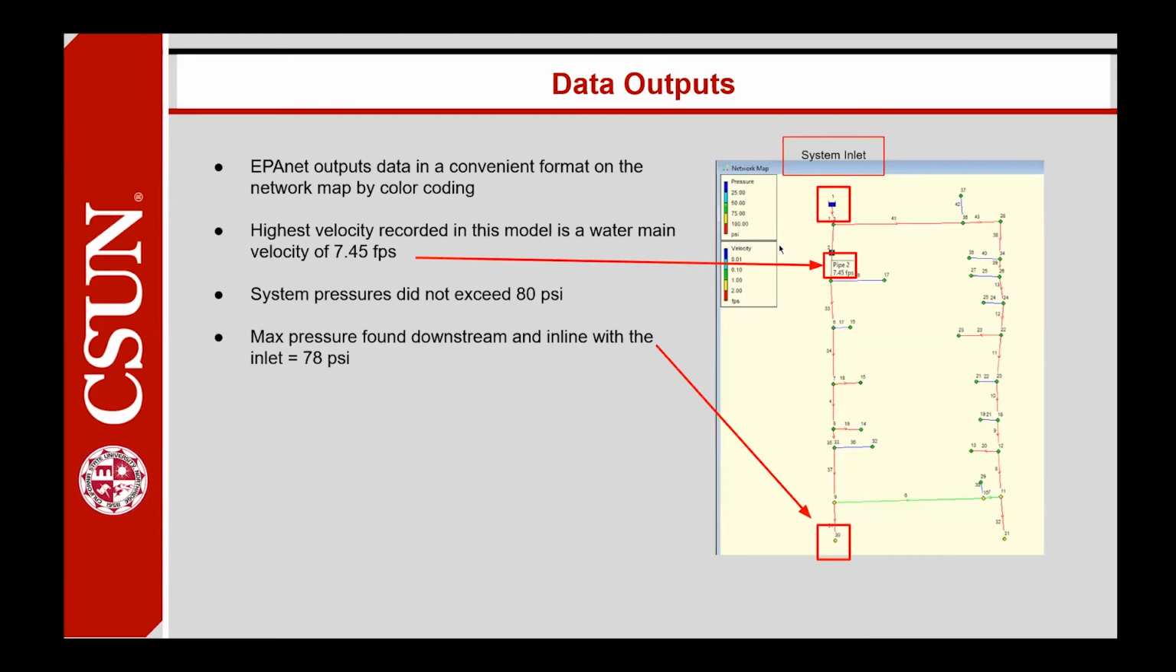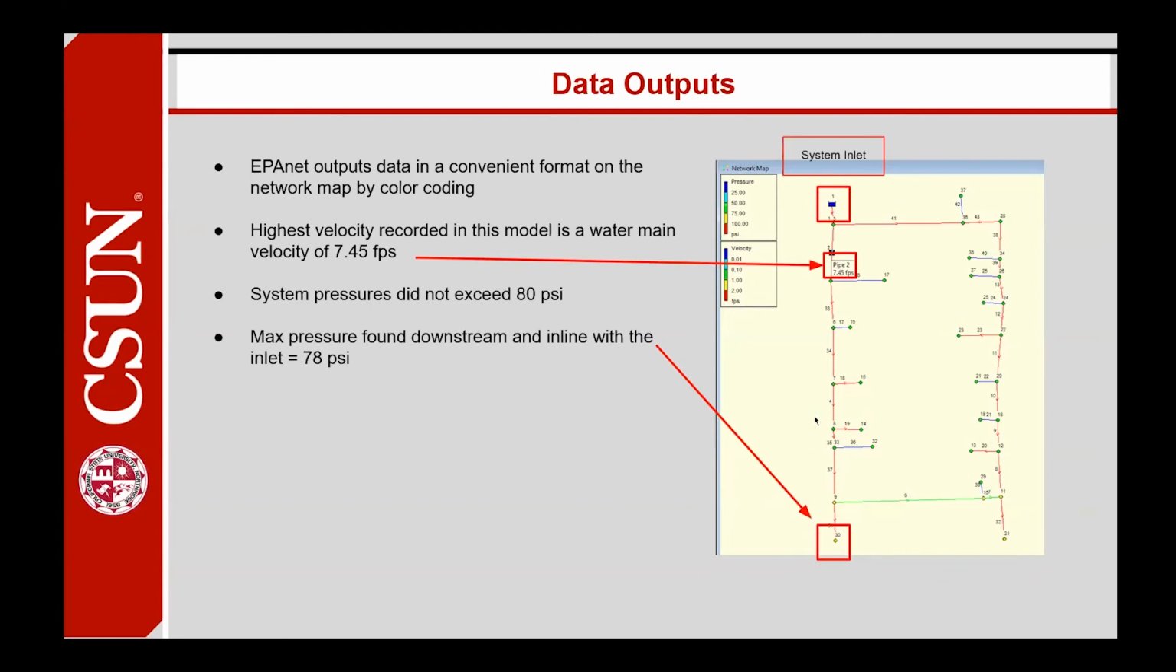So this slide here is just summarizing some data outputs that we were able to get from EPANET. It's actually pretty nice. It has a graphical interface and it color codes. I displayed pressure and velocity because those are some things that are of particular interest in water networks. Our design goal was not to exceed 80 PSI, something we defined for ourselves because we didn't want to put excess wear on the system. And we were able to achieve that. I think max pressure was 78 PSI, whereas the system inlet was 80 PSI.